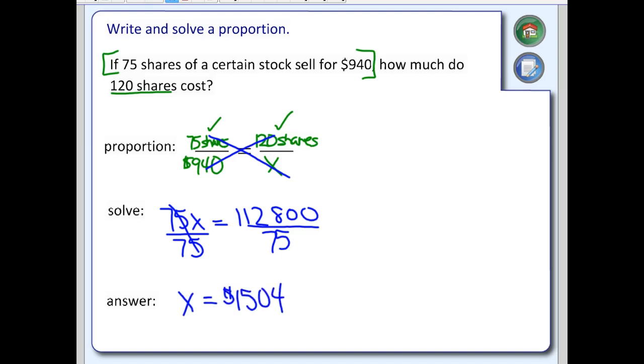$1,504. So using the idea of proportions to solve story problems is very, very important. It's on the SAT and the ACT every year. So you'll have a lot of practice with that tonight for homework. Good job.